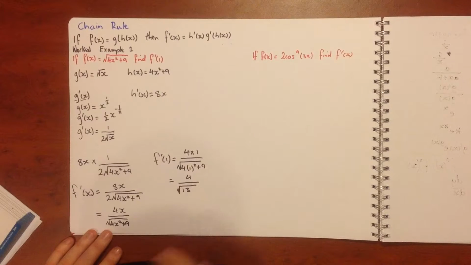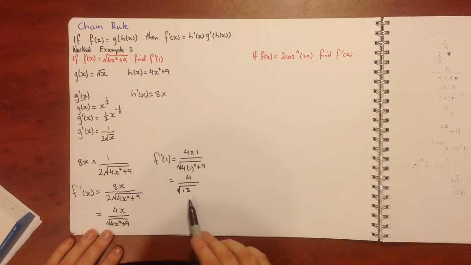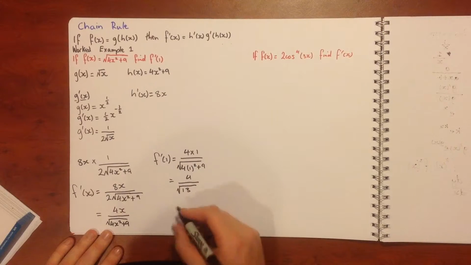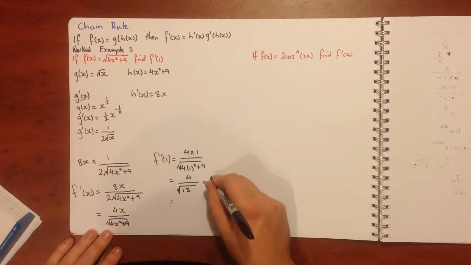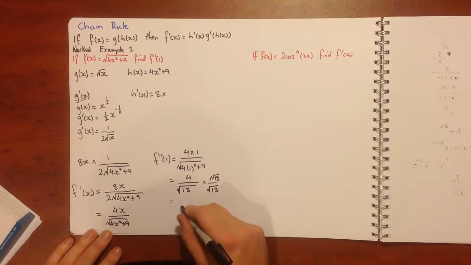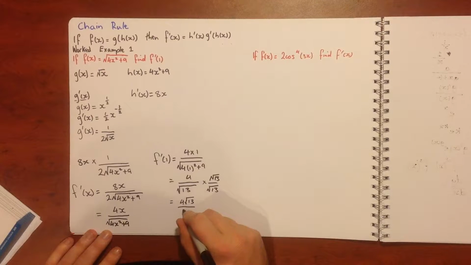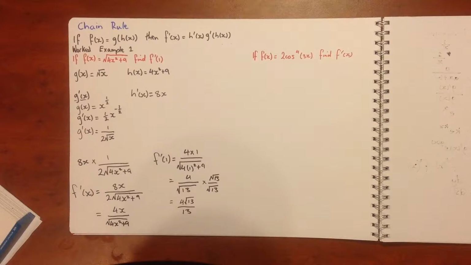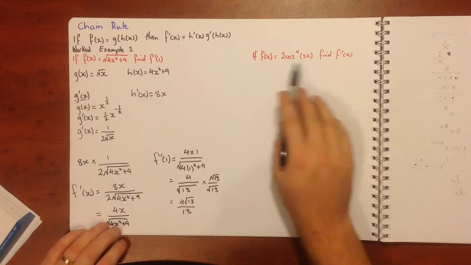Okay. Then what we can do, because we always like to do our rational denominators, is multiply that by root 13 on root 13, which is going to make us 4 root 13 on 13, which is all we need. And we're done. So we can have a look at this second one here.